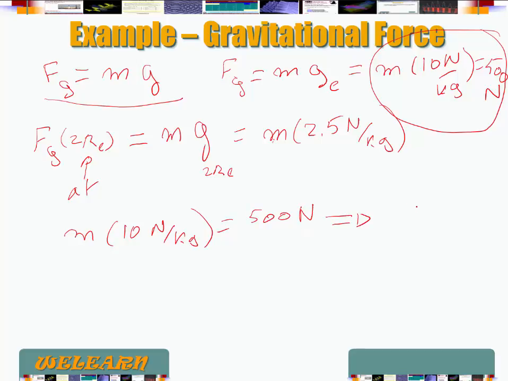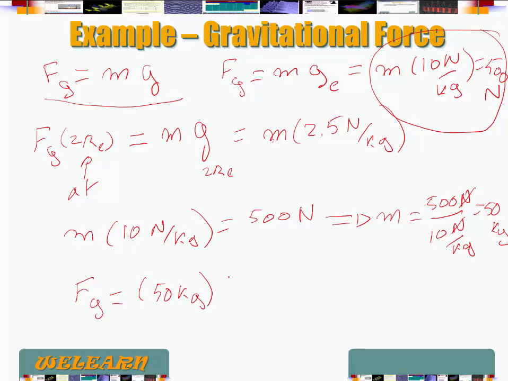So that leads us to the mass is 500 over 10. That gives us 500 newtons over 10 newtons per kilogram. Newtons cancel, the kilograms goes on top, and we have 50 kilograms. We replace that in the equation, so we have our Fg is 50 kilograms times 2.5 newtons per kilogram, which is equal to 125 newtons. That's our answer.